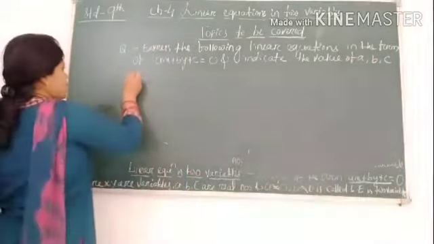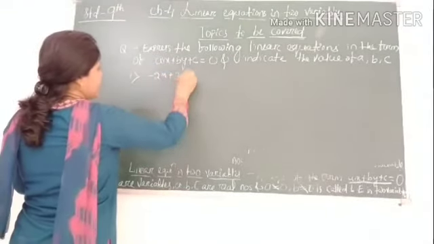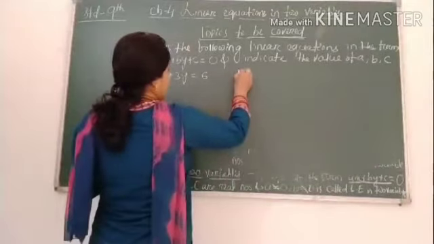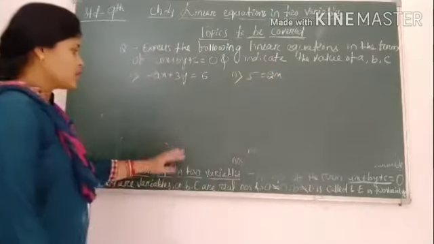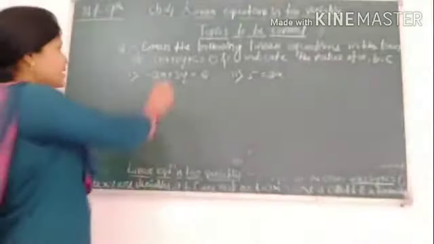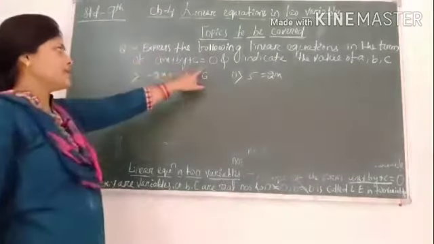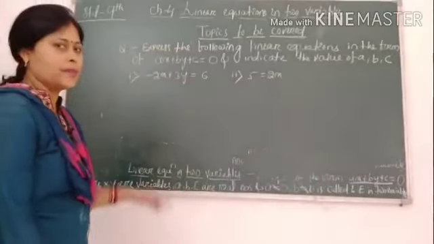Okay, so suppose the first part is 2x plus 3y is equal to 6 and the second part is 5 is equal to 2x. So try to understand the question. Express the following linear equations in the form of ax plus by plus c is equal to 0 and indicate the values of a, b, c.